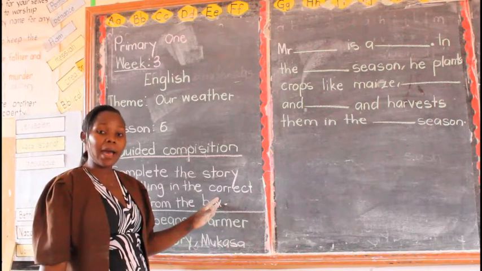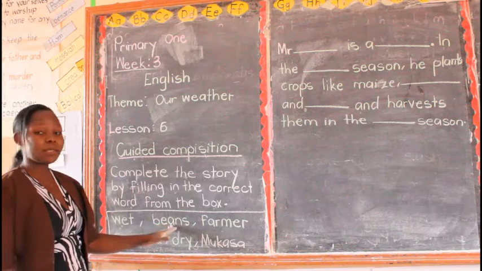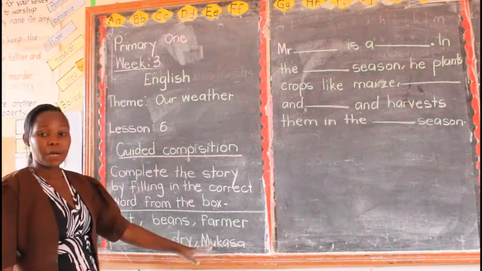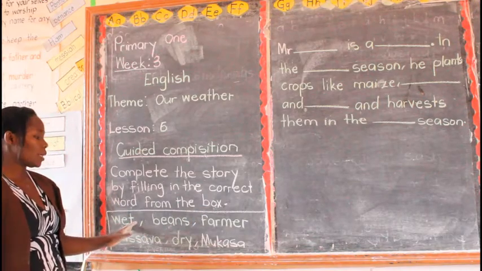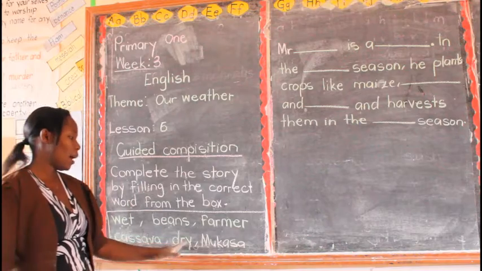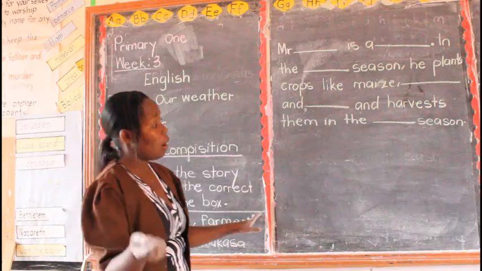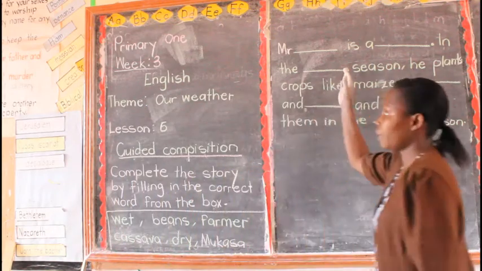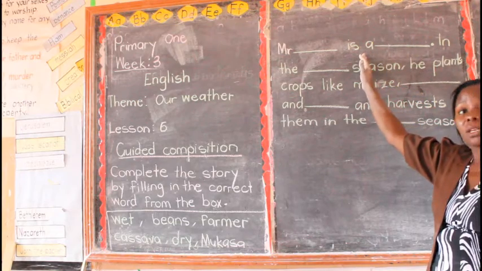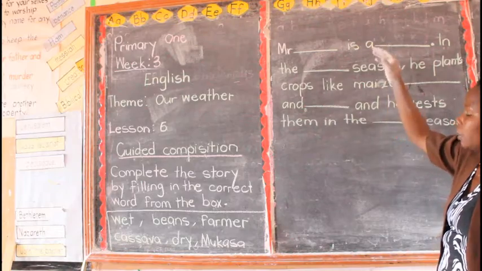Which words are given? The words are here. Wet, beans, farmer, cassava, dry, Mokasa. I repeat, wet, beans, farmer, cassava, dry, Mokasa. These are the words being given to you to help you complete the story. With your help, we are going to complete this story together. I know we are not together, but with the time you're going to watch me.